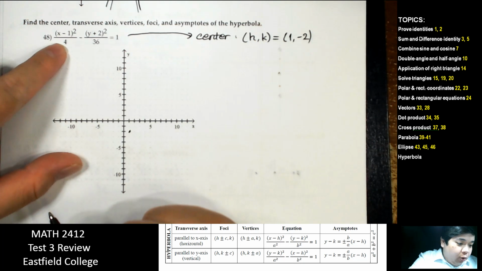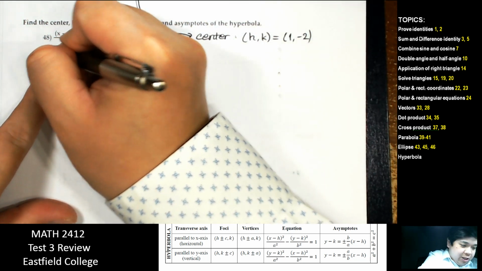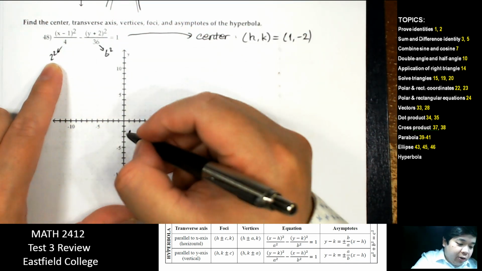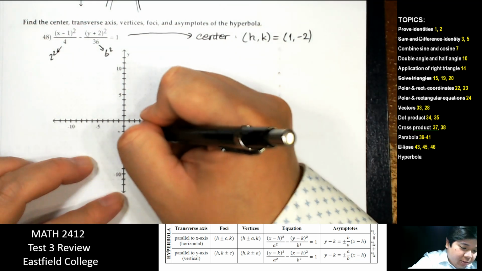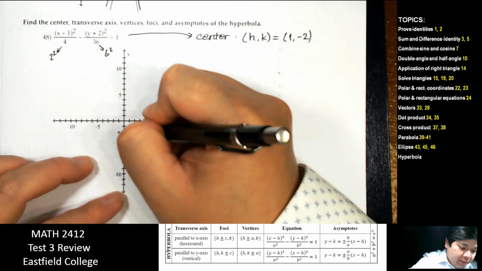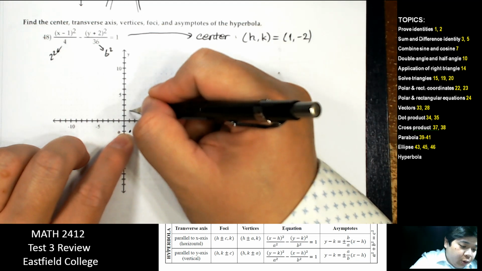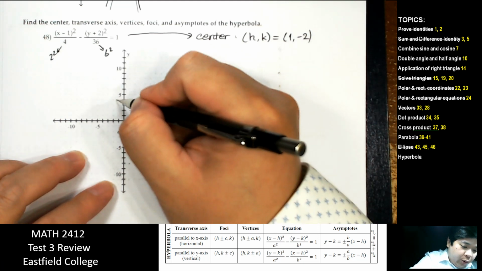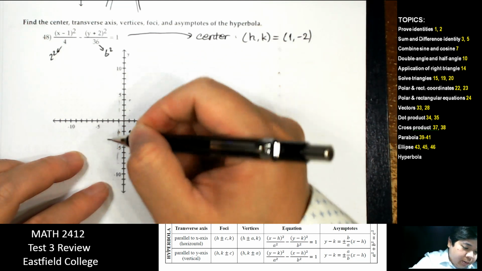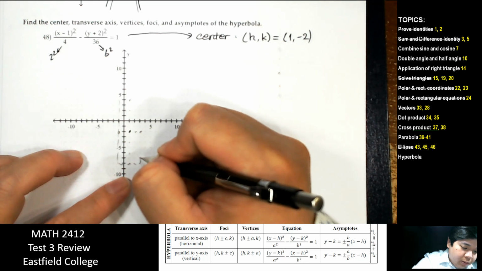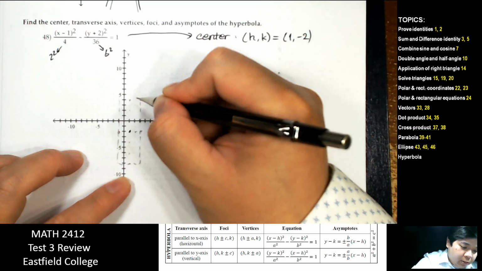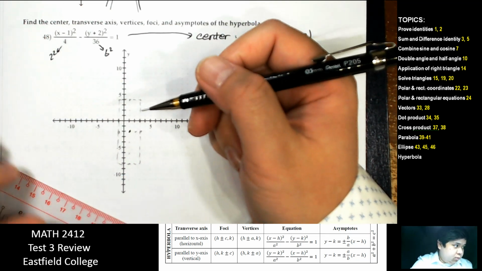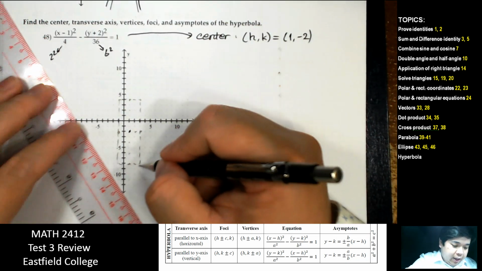Next, this one we go 4. Again, we take the square root, meaning that we go 2 units left and right. 2 units on the left, 2 units on the right. 6 units up, 2, 4, 6, and 2, 4, 6, and we will have a box. And asymptotes.